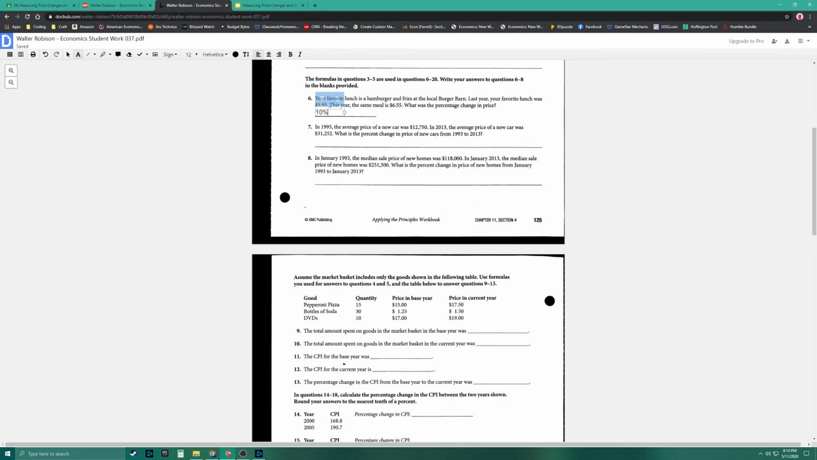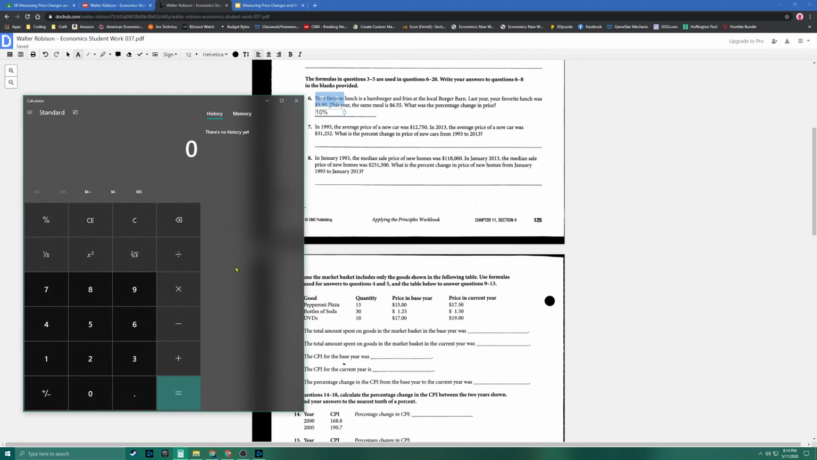All right. So what we're doing here is we're going to take our numbers, 31,252. Let me get the calculator out so you can see this. We're going to subtract the earlier, so it's 12,570, right? So we take that and we go enter. So we get $18,402. We're going to divide that by the earlier year, so it's 12,750.